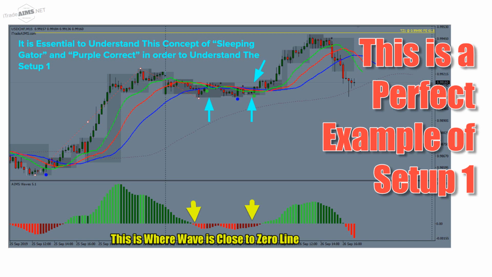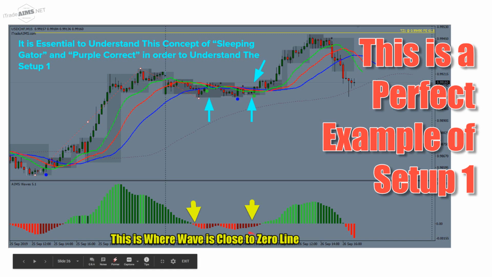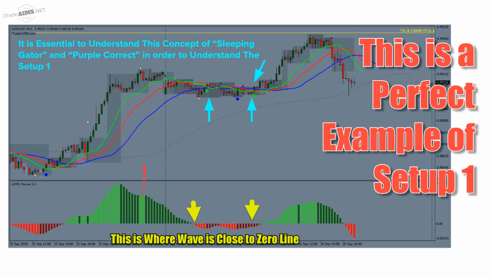It is essential to understand this concept of sleeping gator and purple correct in order to understand the setup 1. So, as you know, if you have seen the AIMS wave video, if not, you should watch it. This is where the wave is close to the zero line. Now, this close to zero line is not important until and unless you arrive at this point, when you see AO peaking with gator open. So these two things are connected.